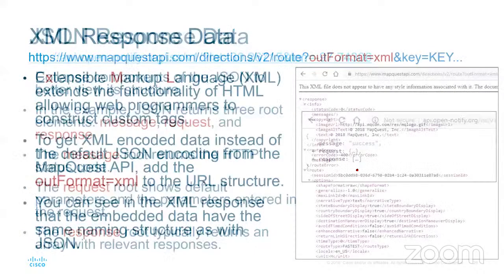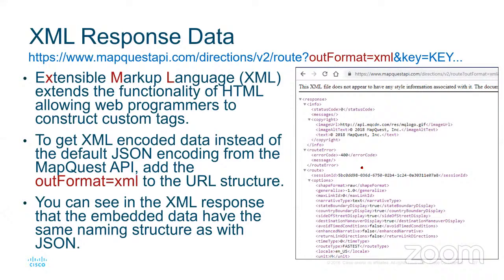And let's look at XML, extensible markup language. It extends the functionality of HTML. So this looks like an HTML kind of response, but it's actually XML, right? Devices can also receive data in this format. You can see that in the XML response, the embedded data have the same naming structure as JSON.